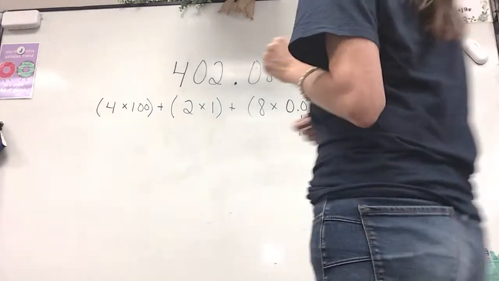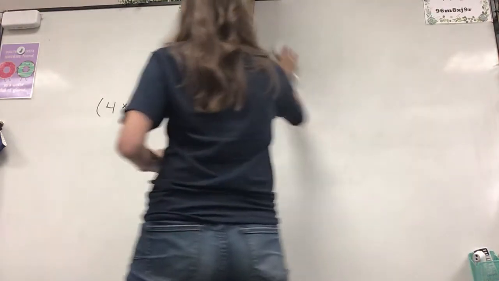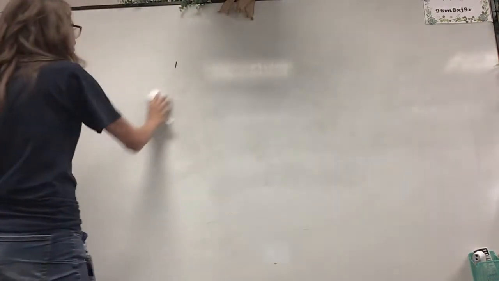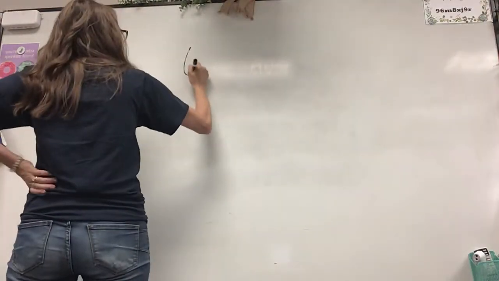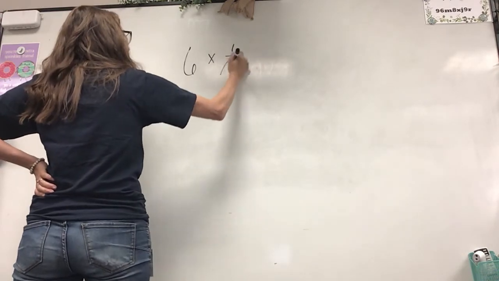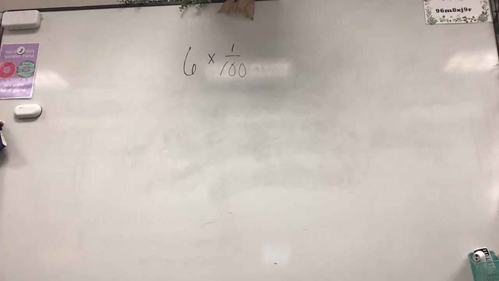I would like you to write this as a decimal. I'm going to write something in expanded form using fractions. You're going to write it for me in standard form as a decimal. Okay, go ahead and write that as a decimal. I wrote it in expanded form as a fraction. You write it for me as a decimal.